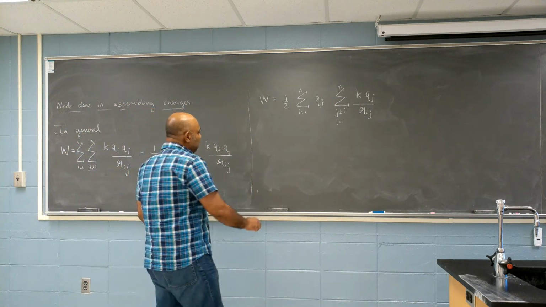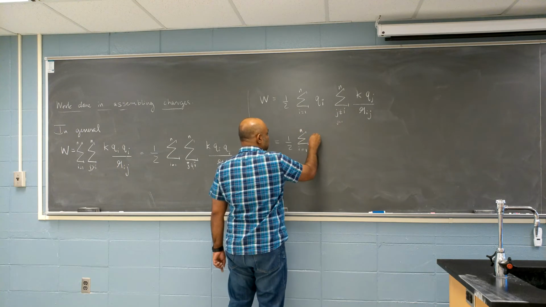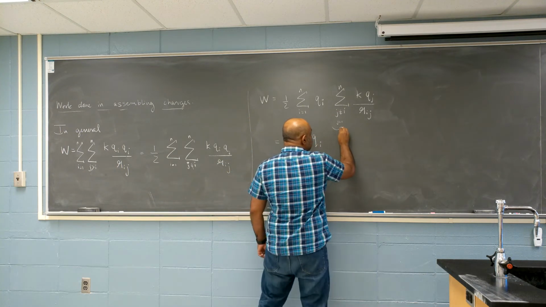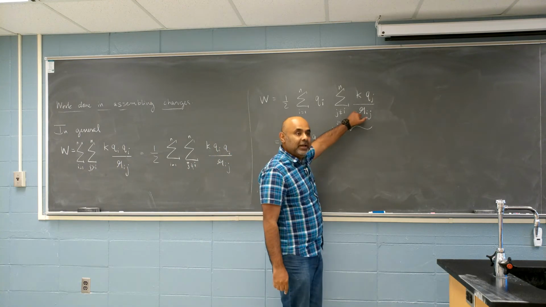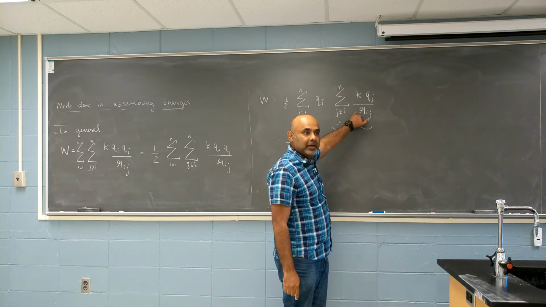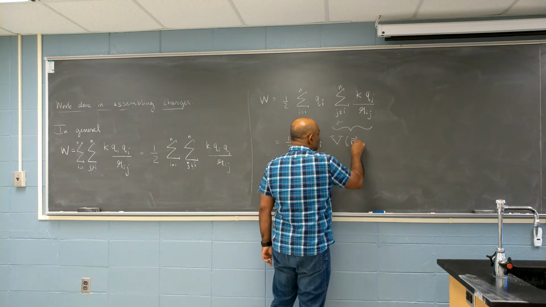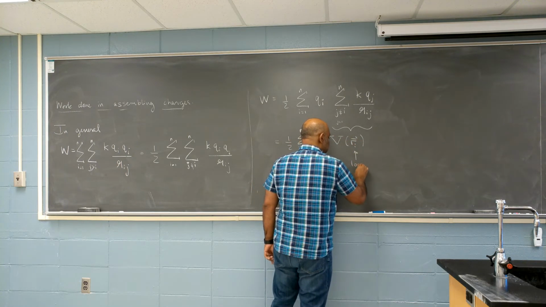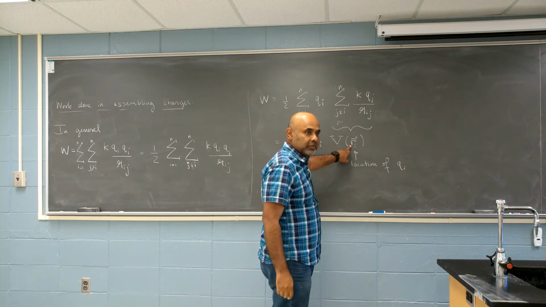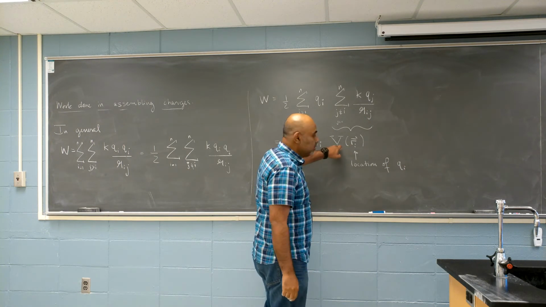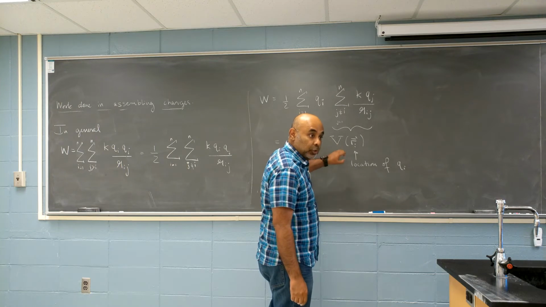Yeah? And then I notice something. I notice that Qi, this is nothing but the potential that Qi sees, the potential due to every other charge. So I have a nice symbol for that. I will just call it V at the location Ri. This Ri is the location of Qi. So it is Qi times the potential at the point where Qi is to be brought in.